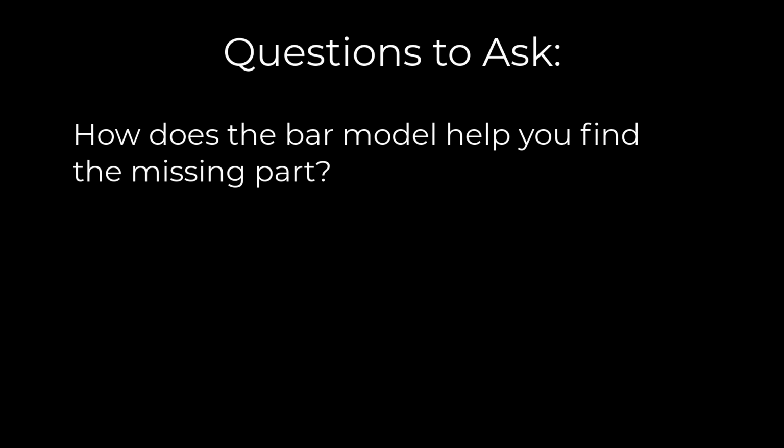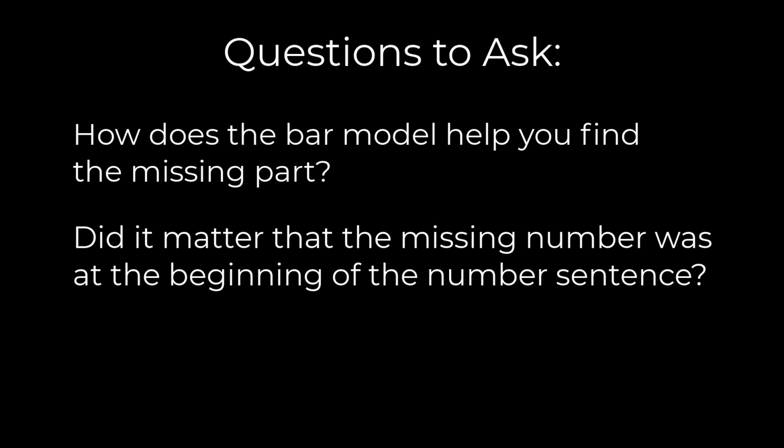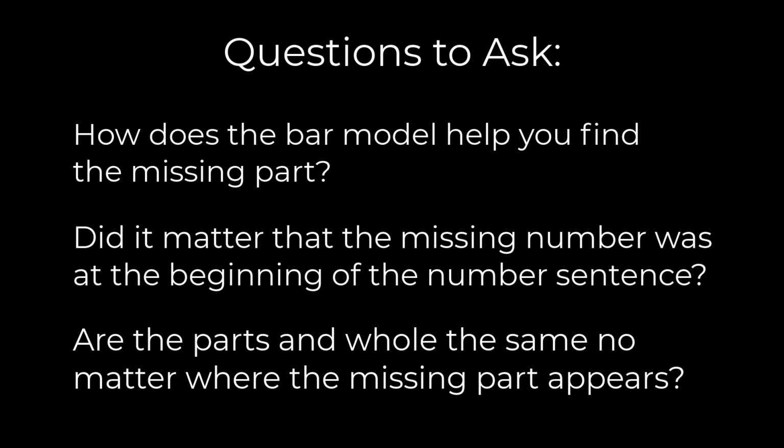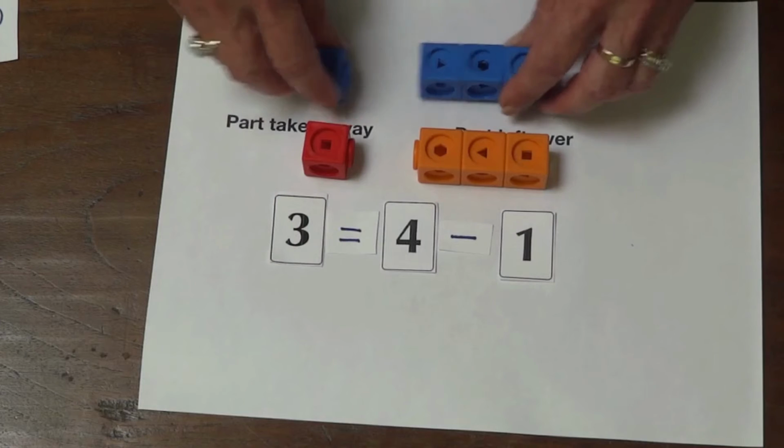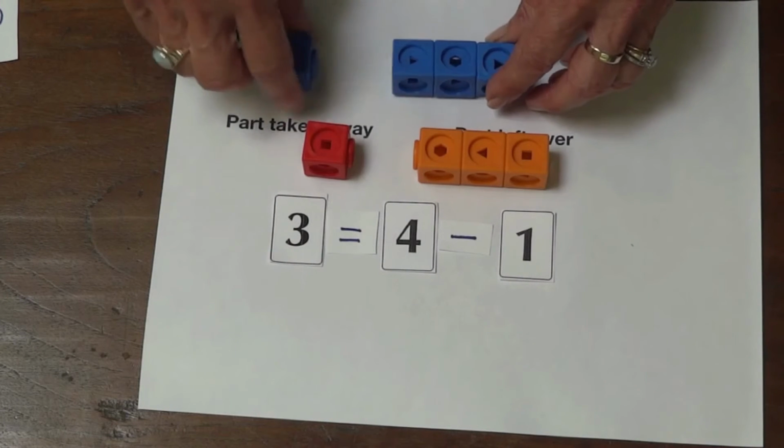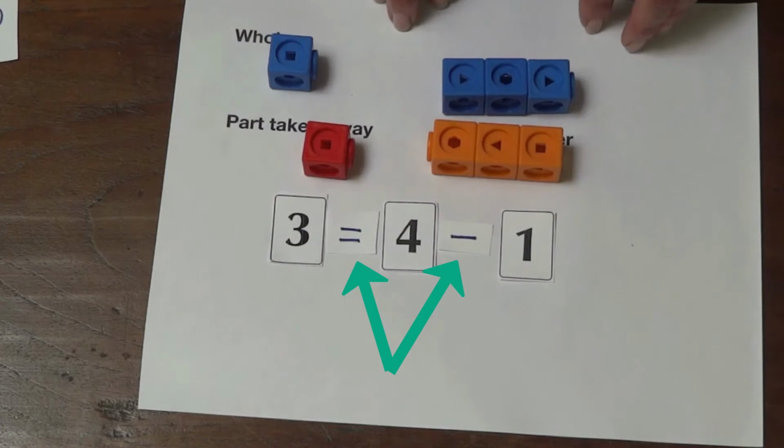You might prompt them. You can ask them questions like, well, how did the bar model help you find the missing part? Did it matter that the missing part was at the beginning of the number sentence? Are the parts in the whole still the same no matter where that missing part appears? Students, as they speak, might end up surprising you. They may be able to understand parts, whole, and they may throw in words like addition and subtraction. They may understand there's a connection. They may talk about the equal sign and the minus sign, and if they don't, call their attention to that.